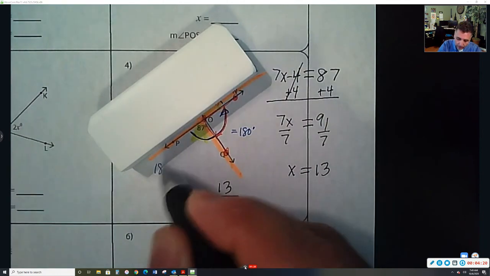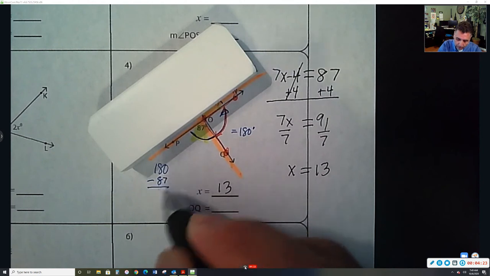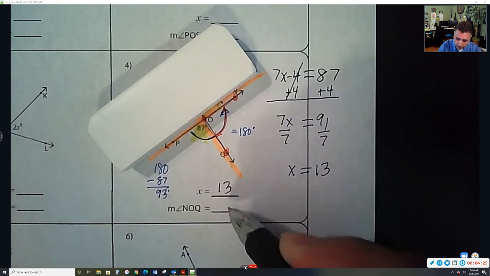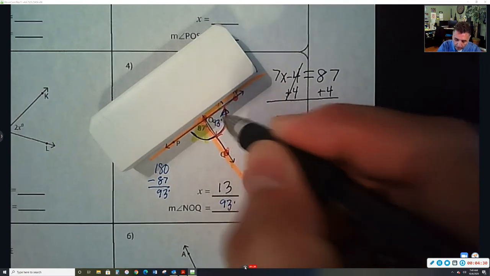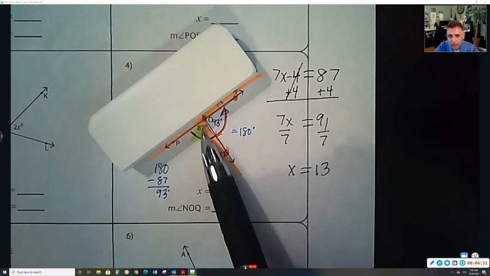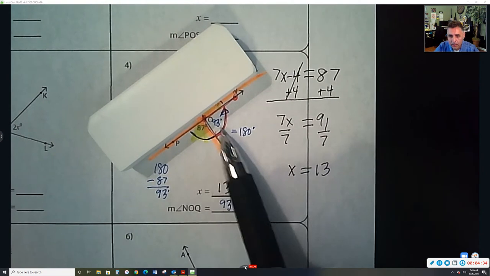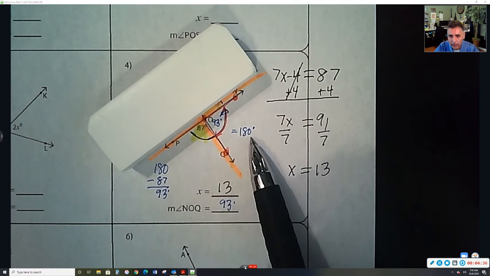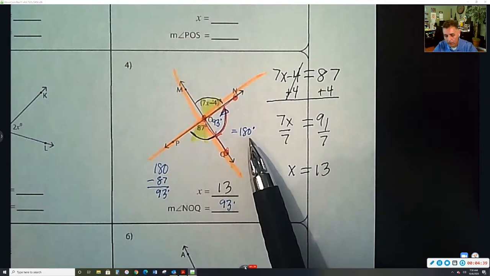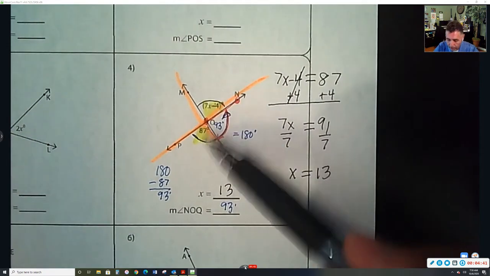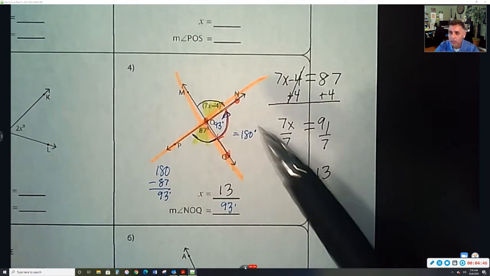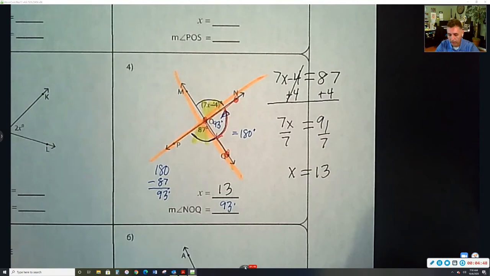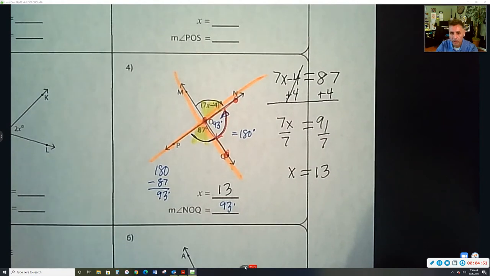So if I do 180 minus 87, I get 93 degrees. And that's the measure that's missing there. Because 87 plus 93 is equal to 180. Okay? So we started off with vertical angles, and then we ended up with the linear pair. And really this whole page is like that. So let me move on to another example. If you need time to copy this, pause it now.